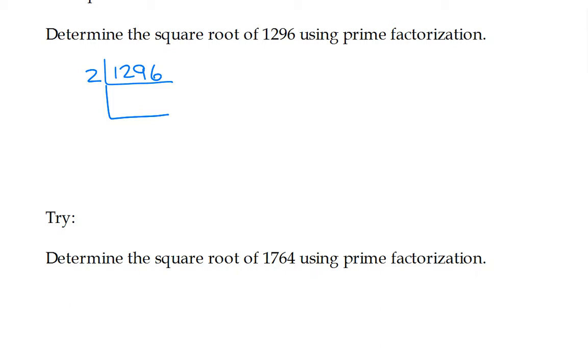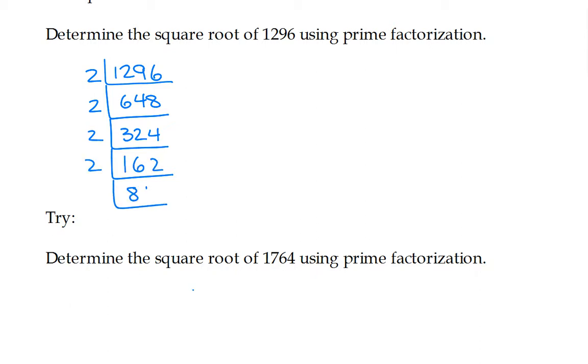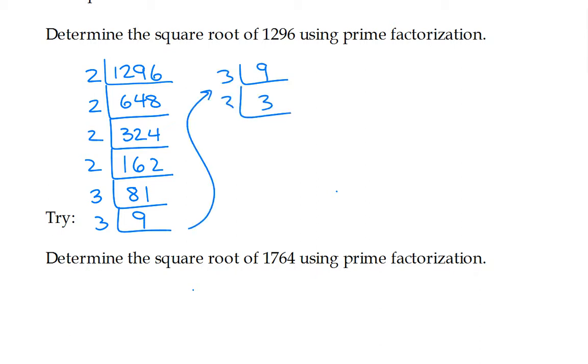1296 divided by 2 is 648. Does that divide by 2? Yes. 648 divided by 2 is? Keep going, divides by 2 again. 162 divided by 2, you get 81. This one divides by no. No. Oh, nothing.